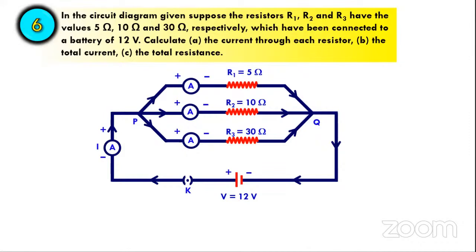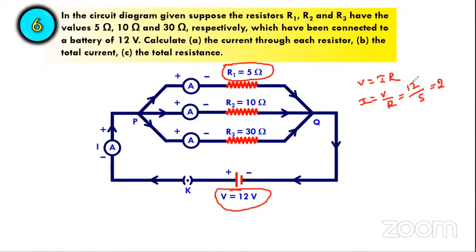First question is what? Calculate the current through each resistor. For the first resistor, how to calculate? V is equal to IR, then I is equal to V by R. What is the voltage here? 12 by R. How much is it for the first resistor, R is 5? 12 by 5 is 2.4 amps.